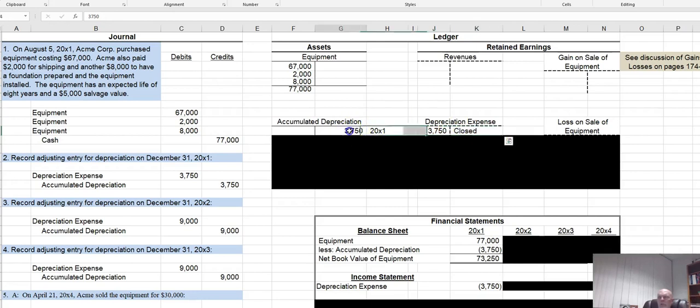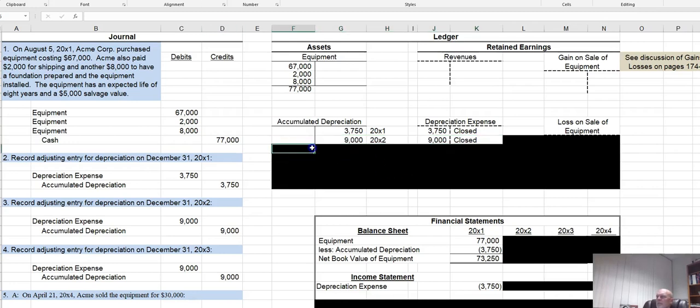Now, don't close the accumulated depreciation. That would defeat the whole purpose. The purpose of that account is to accumulate over time. It's not a temporary account anyway, so we're not going to close it. Okay, we go through the next year. At the end of year 2, we're going to depreciate an entire year this time. So debit depreciation expense and credit accumulated depreciation. So here is that entry.